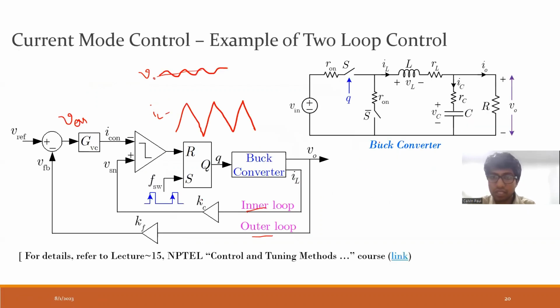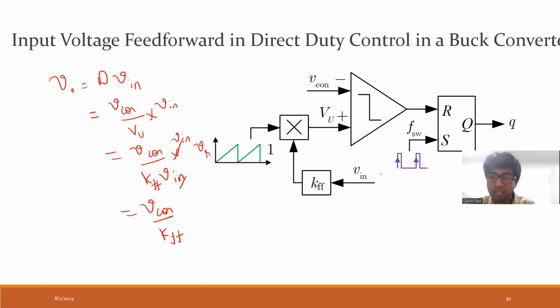If you see in the previous case, the output voltage is fed back and then passes to a controller. But here we are feed forwarding this input voltage. So it results in the disturbances or changes in input voltage not affecting my output.